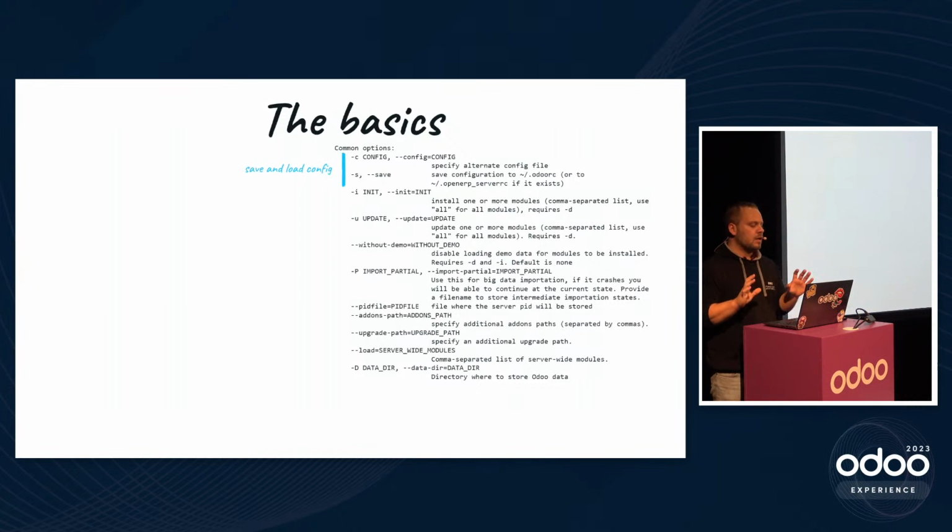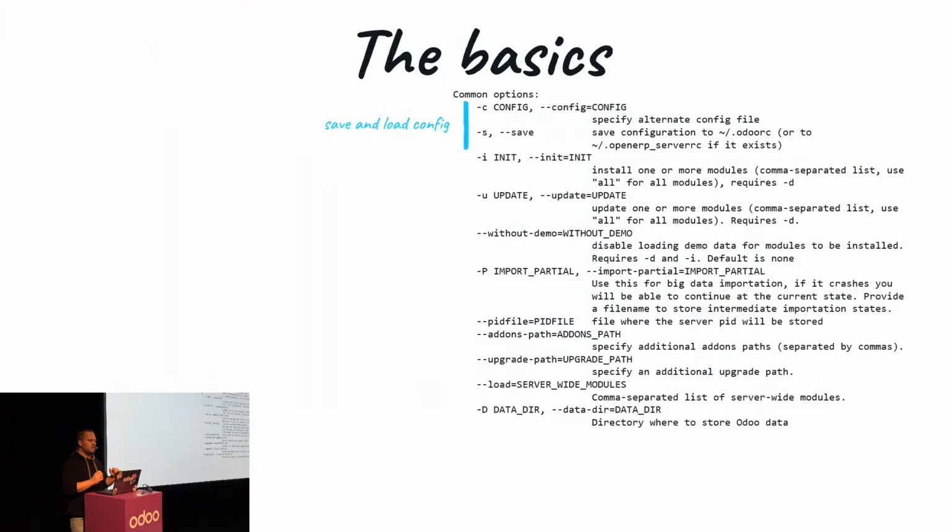First, you have the config options. So basically, if you use -s, it means that whatever you used as a parameter when launching the server will be saved to a file in the home directory. And by default, Odoo will always look for this file and always load all the parameters from there. So that means that you might have parameters that are invisible.